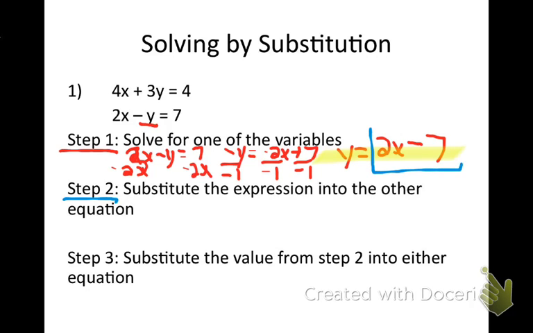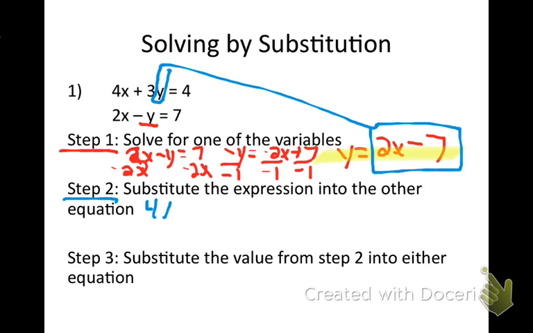The whole thing. Okay, 2x minus 7. Y equals 2x minus 7. So what am I going to substitute in? 2x minus 7. I'm going to substitute that in for y. That's my substitution part. I get what y equals. All of that will now substitute into my other equation.